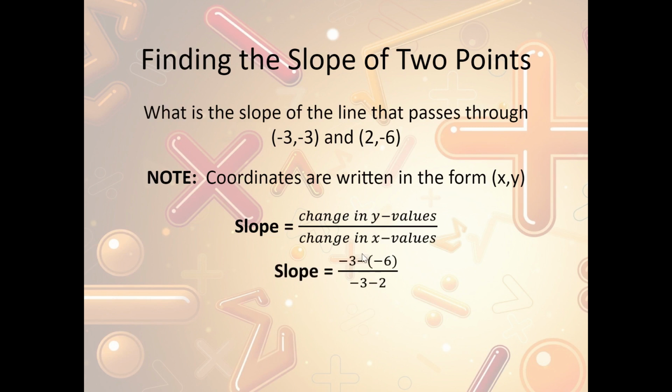And when I simplify, this really becomes plus positive. So negative 3 plus 6 is 3, and negative 3 minus 2 is negative 5. So it's 3 over negative 5, which is just negative 3/5.